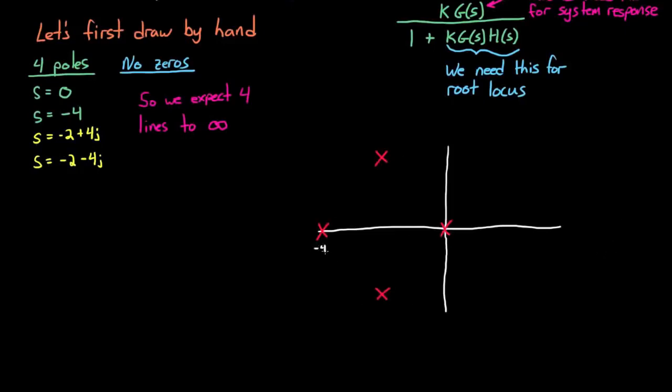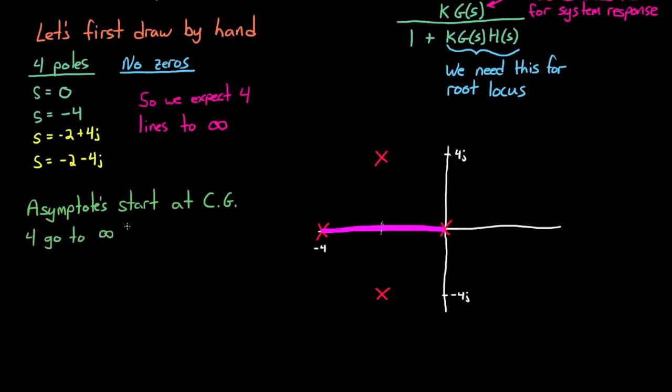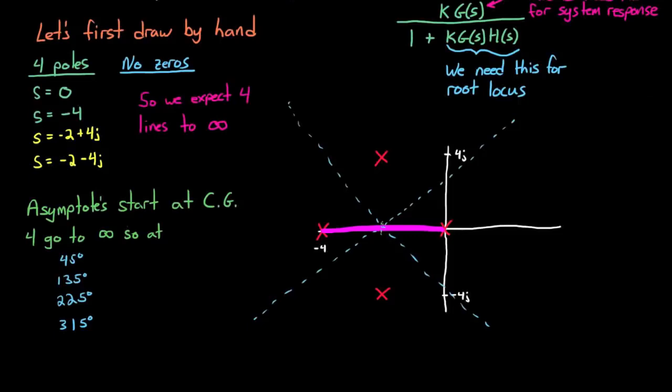And if you watched my other videos, you know to fill in the real axis to the left of the odd critical frequencies. And now we can determine the angle of the 4 asymptotes, which are always 45, 135, 225, and 315 degrees, and that these asymptotes cross the real axis at the center of gravity of the poles and zeros. And that's easy for us to figure out since they are so symmetric, it's just at minus 2.